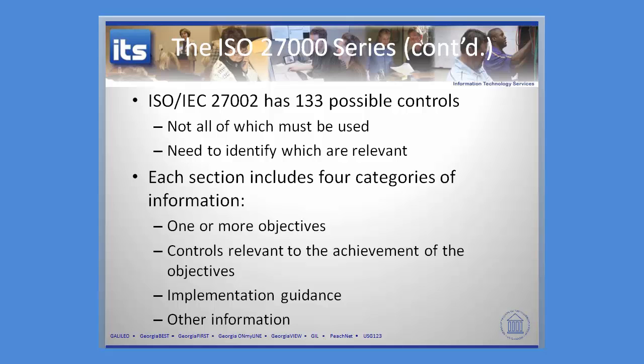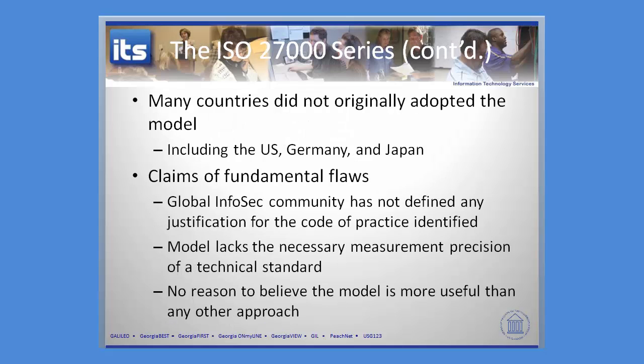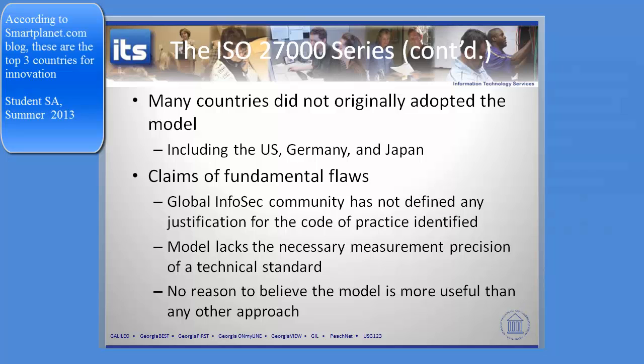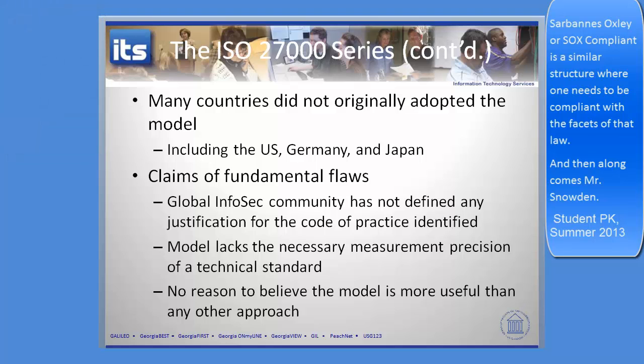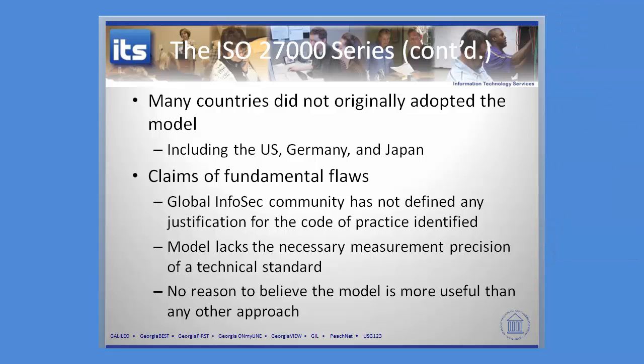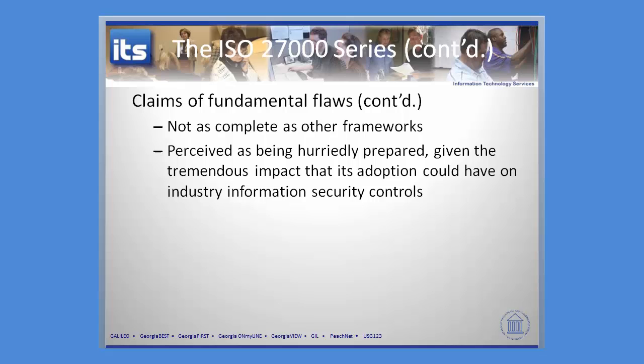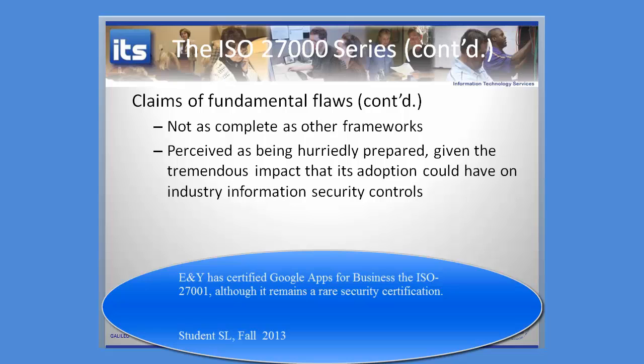There's been a bit of controversy with this particular model as well. Many countries did not originally adopt it. These included the United States, Germany, and Japan. They had 5 different claims of flaws. You can see the first 3 listed here. Part of this led to there being some competing standards already out there, and there was some question, is this really adding anything? This shows you the 5 big claims that they have about it. But having said that, it is out there, it is available, folks are using it.